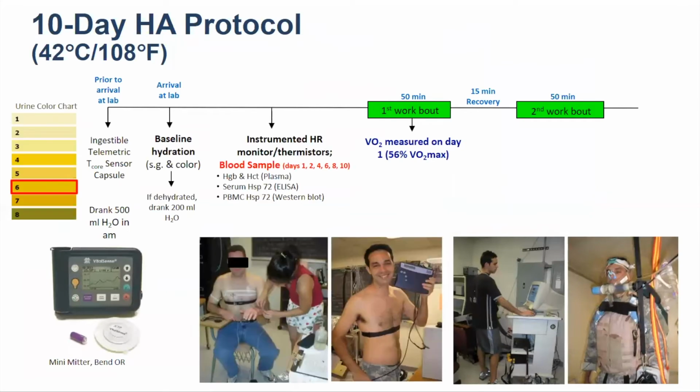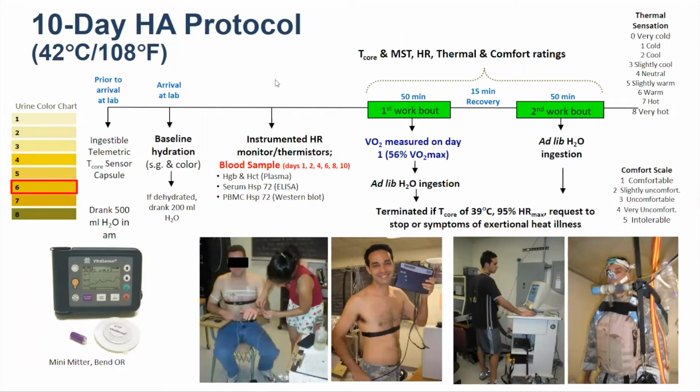So this is from a study that we did, and we had the subject ingest a telemetric core temperature sensor capsule, which monitored their core body temperature while they were in the chamber. And this is what we used to determine their core body temperature. To ensure that they weren't dehydrated, we tested their urine color using the urine color chart. And if they were dehydrated, we asked them to drink water. We took blood samples, and then we instrumented them with skin thermistors that measure the temperature of the skin.